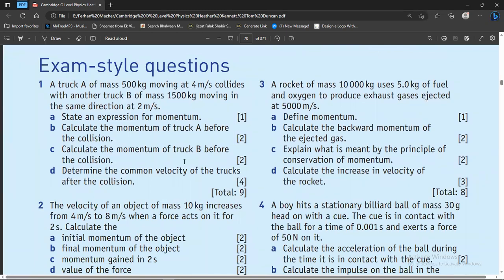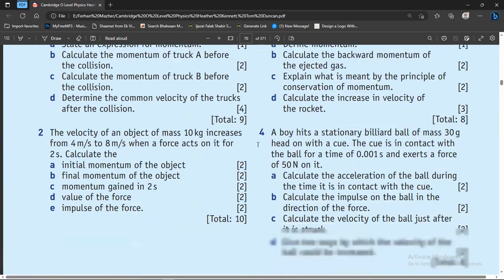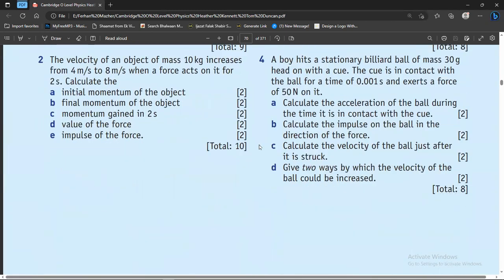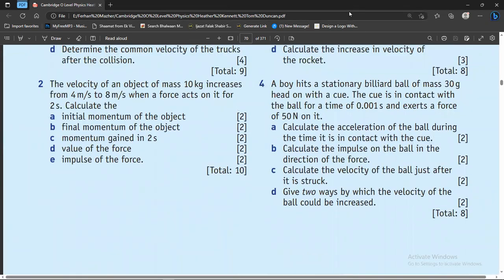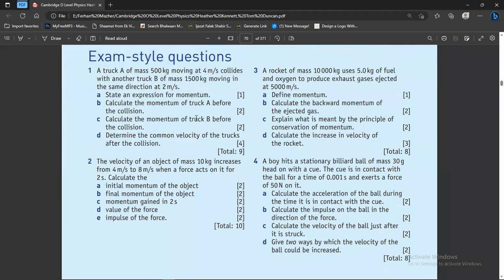You can pause the video and solve these questions for your own practice. So here we have question number 2, question number 4, and so on. Let me reduce the size so you can see them together. So here we have the questions. You can pause the video, take your time and solve these questions yourself.